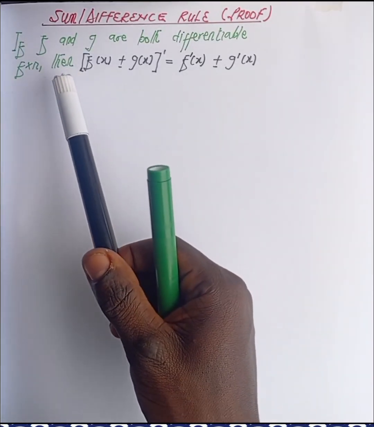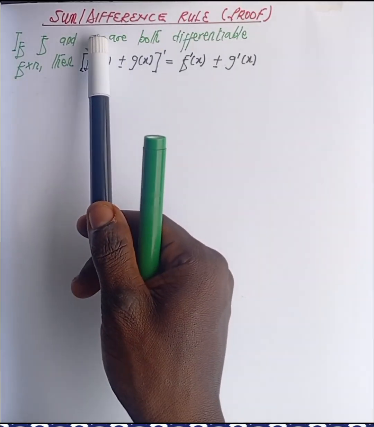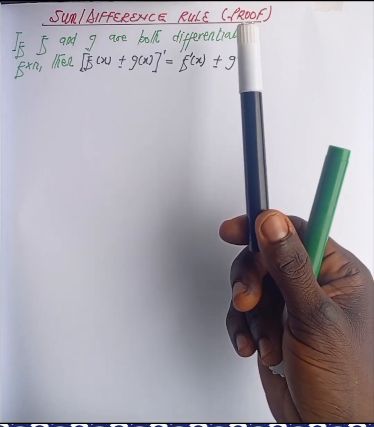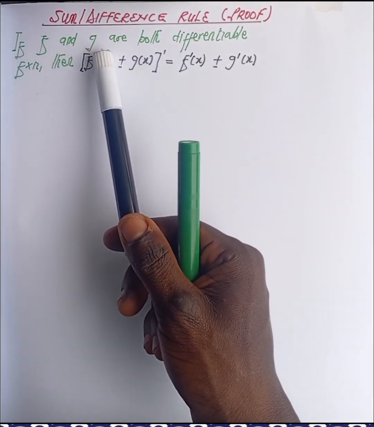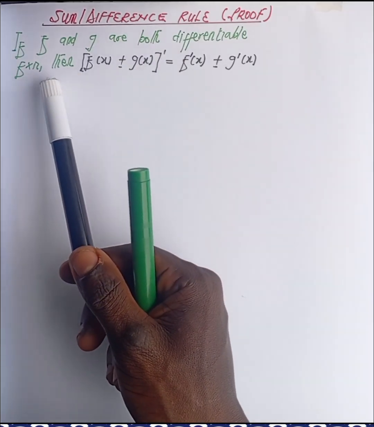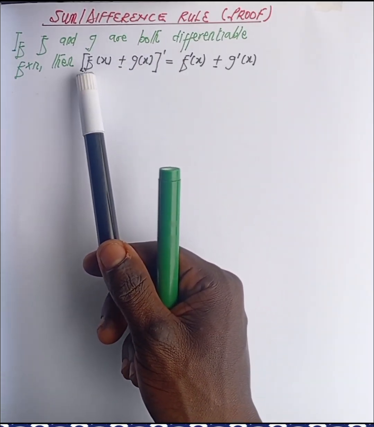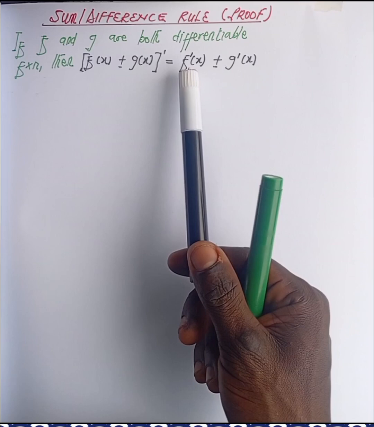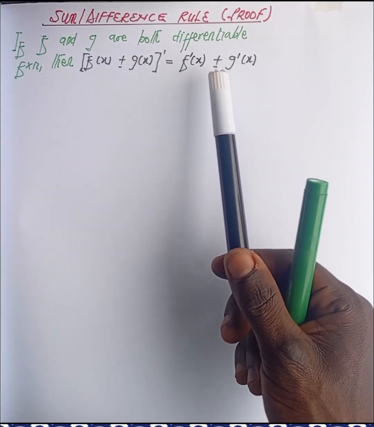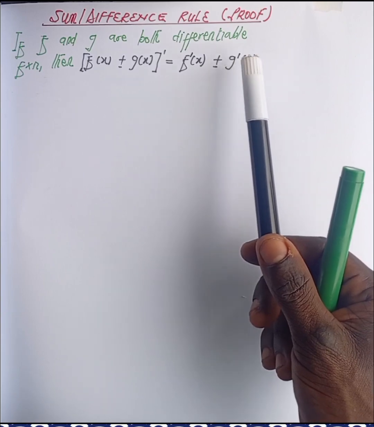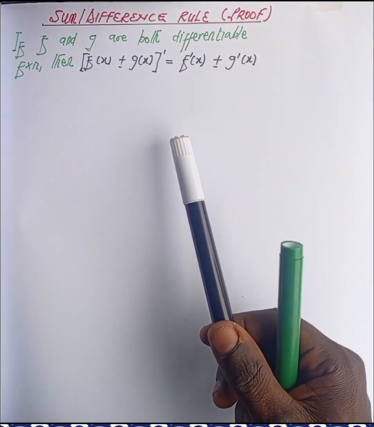Session, we are going to look at the proof of the sum or difference rule. We already know, or have established, that if f and g are both differentiable functions, then the derivative of these two differentiable functions is given as this. Now we are going to use the first principle to help us prove this very rule.